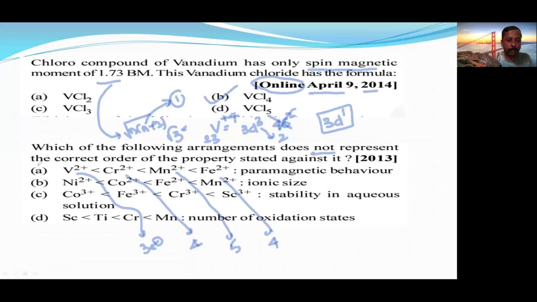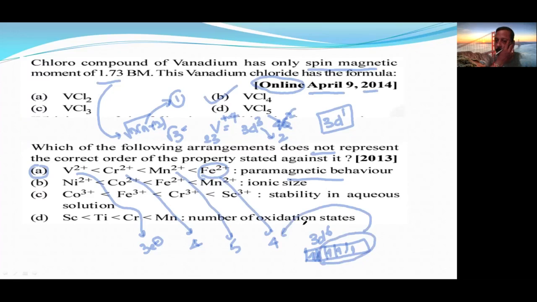In option A itself, it is incorrect. It is just because of the iron. Even though iron contains 3d6, magnetic behavior depends upon the number of unpaired electrons. In 3d6, once I start filling the 6 electrons, pairing of one electron takes place, so 4 unpaired electrons will be there. Because of this, instead of having more paramagnetic nature, it possesses less paramagnetic nature. So because of this Fe2+ placement here, this property arrangement is not correct.